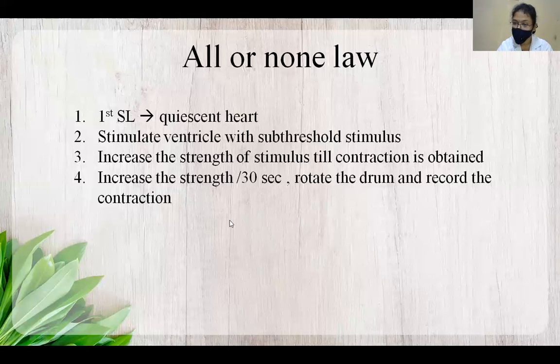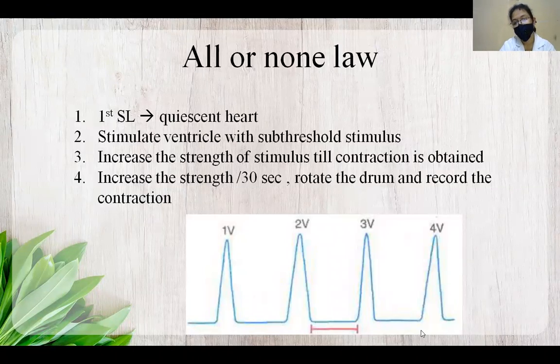Again, you get a contraction. Then again wait for 30 seconds, and then increase the strength up to 3 volts and stimulate it. Every time you record the stimulus, you have to rotate the drum so that the waves don't superimpose over each other. So this is what you obtain. This is at a duration of 30 seconds for each contraction. This is at 1 volt, this is at 2, 3, 4.